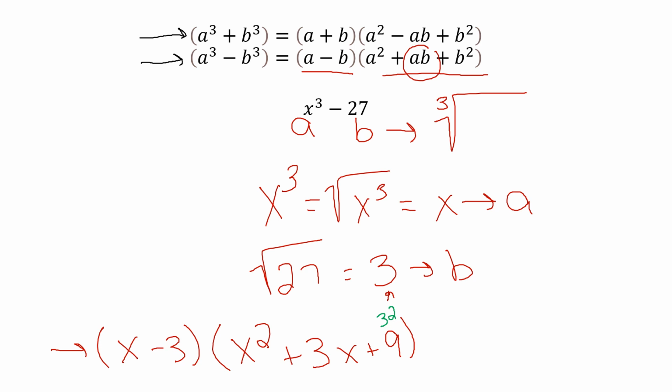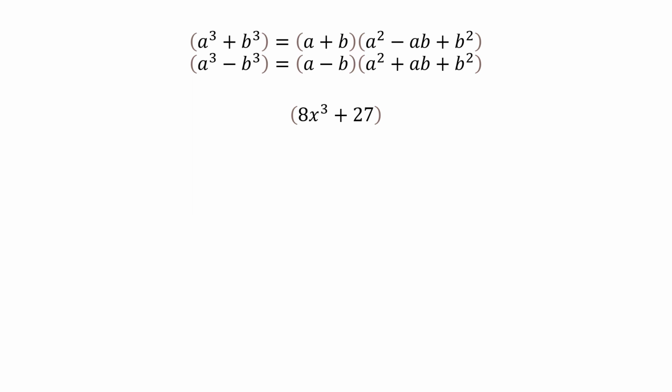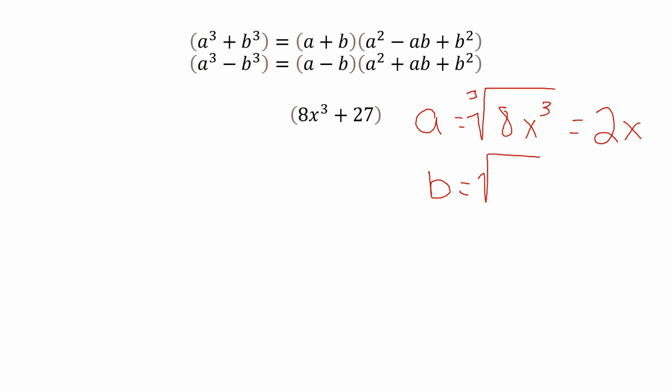Let's get another one. All right, let's solve this one. Our first step is to solve for A and to solve for B. To do that, I'm going to take the cube root of 8x cubed. The cube root of 8 is 2. The cube root of x cubed is x. 27 again is 3. So now I'm going to be using this formula. So I have A plus B. And then I'm going to do A squared.